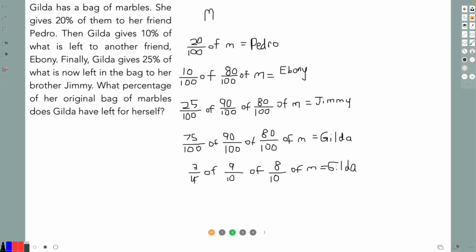And we can see that 4 goes into 8 2 times. And then if we multiply the numerators, so we multiply 3 times 9 times 2, and so we get 54 over 100 of M, and that's the amount of marbles that Gilda has to herself.